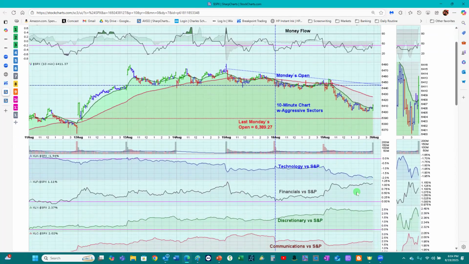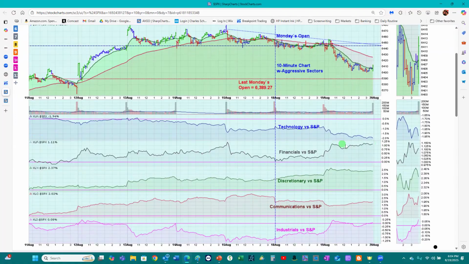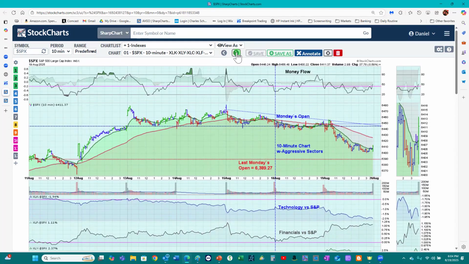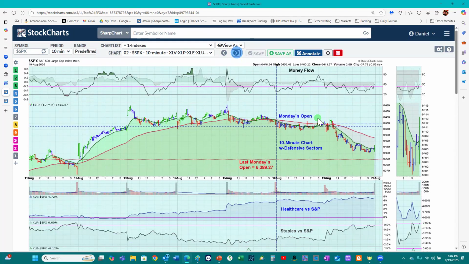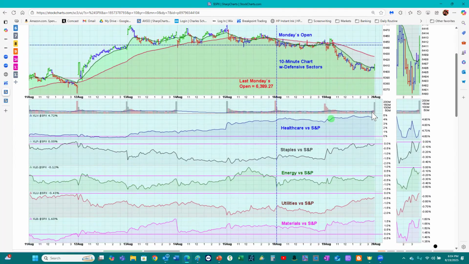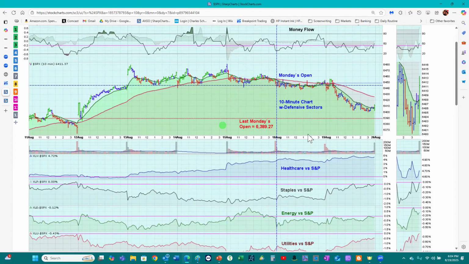Technology continued to sell off. Financials went sideways, pretty much. Discretionary hung in there. Communications came back a little bit. Industrials came back down and pretty much flat for the afternoon. But the important thing is the defensive sectors. So healthcare continued to go up. Staples went up. Energy went up slightly. Utilities definitely going up. Materials going up. So that's the rotation. Rotation continued through the end of the day.